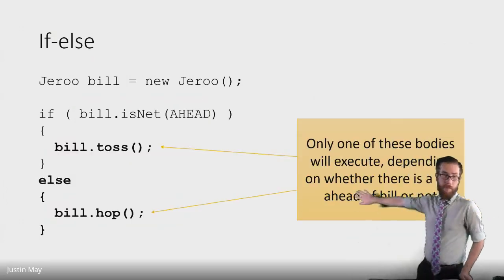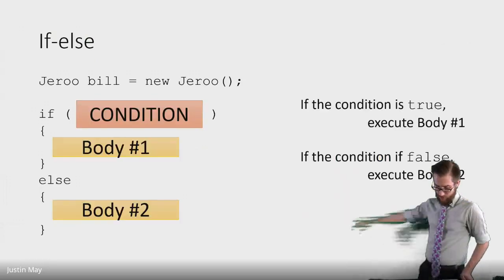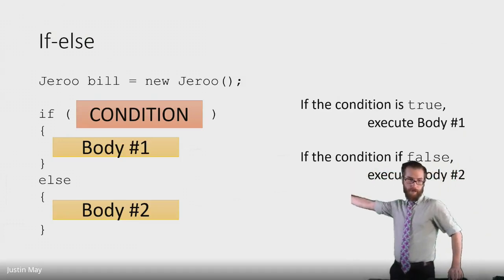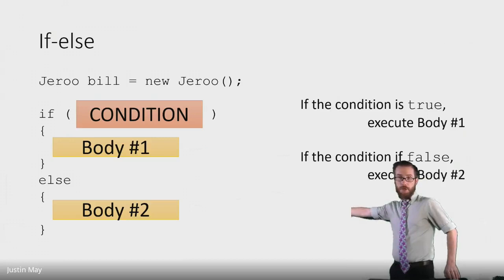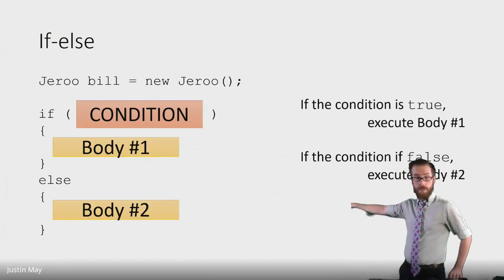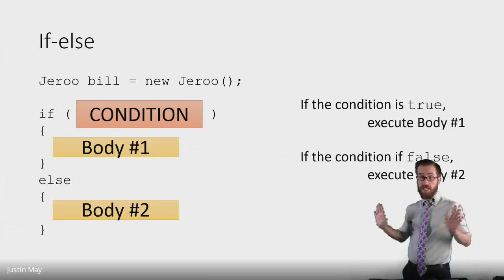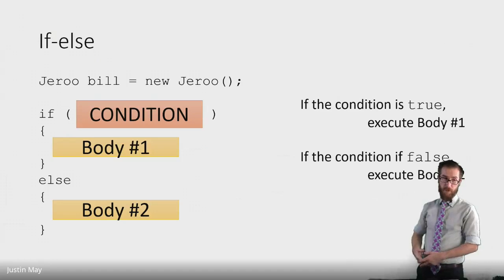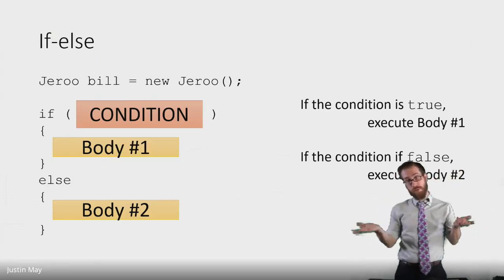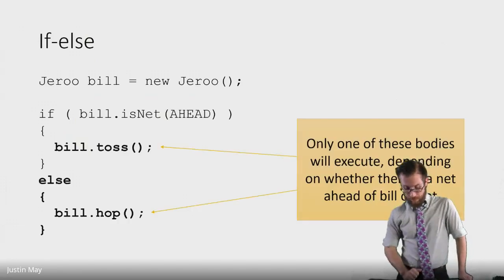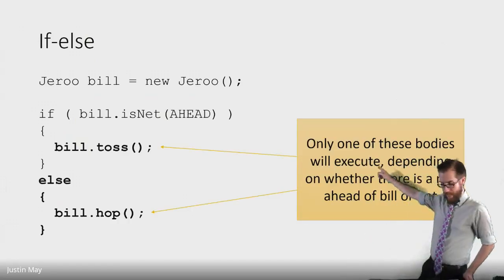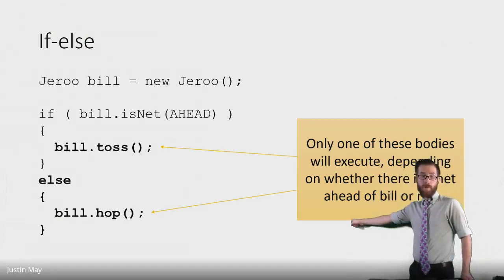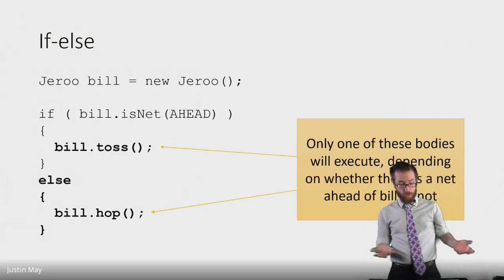So in this example, I'm adding the else statement. And notice the syntax for this. So your if part is the same. If, parentheses, condition inside, curly bracket with your body. And then we say else, no parentheses, no condition, no semicolon, just else. That's it. Curly bracket. And then in between the curly brackets, you have some other code. And so you're going to do either body 1 or body 2. One of those will happen, but not both of them, depending on the condition. So here we're saying, if there's a net ahead of Bill, Bill will toss his flower. Otherwise, he will hop. So he will either toss or hop, but he won't do both.